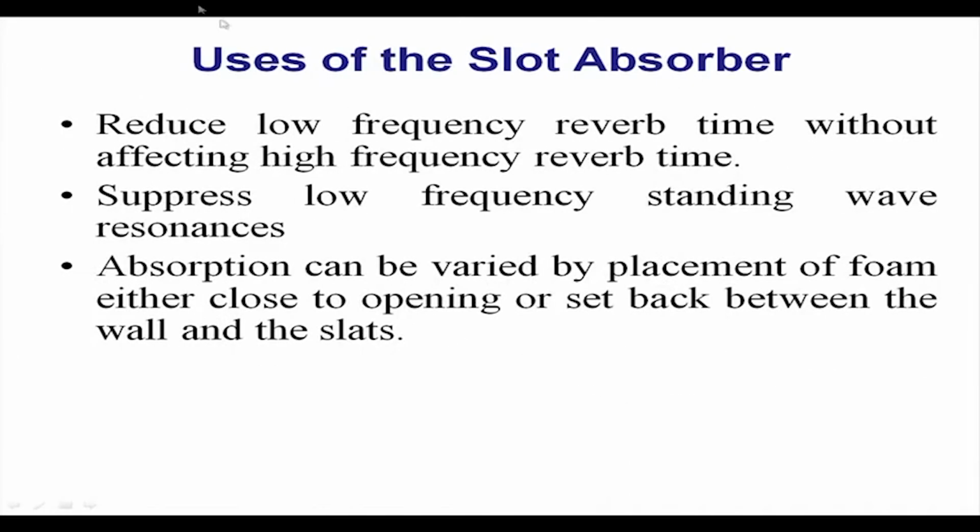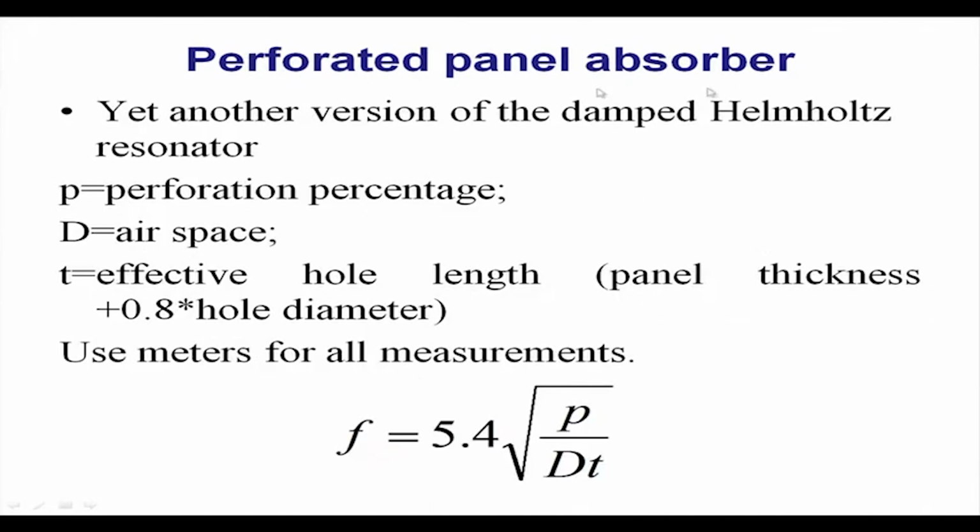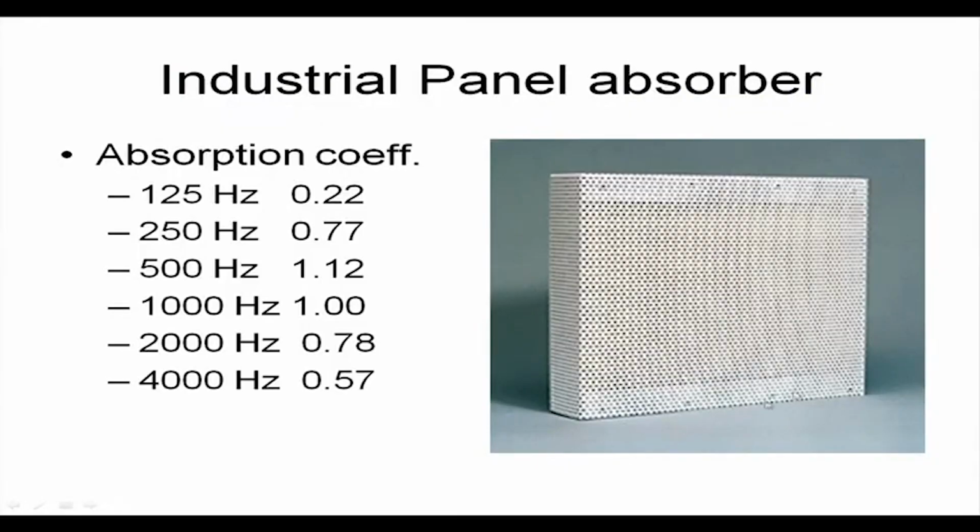You can read that slide for the use of the slot absorber, or I can use the perforated panel absorber, where the frequency formula is given. So, a perforated panel absorber like this. This is an acoustic absorber. The absorption coefficient is given for different frequencies. So, when you buy an absorber or acoustic tiles from the market, the absorption coefficient with the frequency will be written on that packet. So, you can use that material.